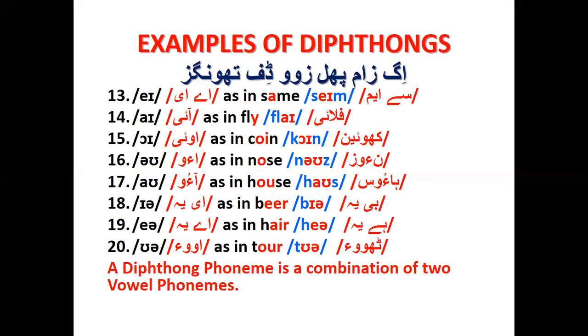It comes in the beginning, in the middle, as well as at the end. Here I have given only one example. When it comes in the beginning, for example, it becomes ointment. In coin, it is in the middle. In the word choice, it is in the middle. And at the end, it is like boy, toy, employ, like this.